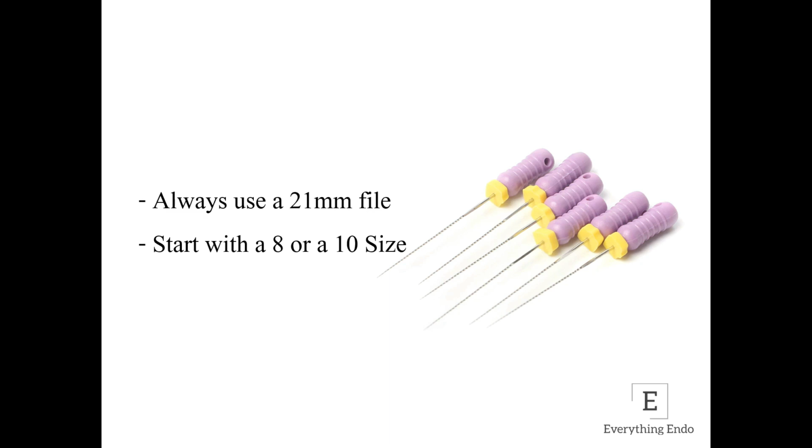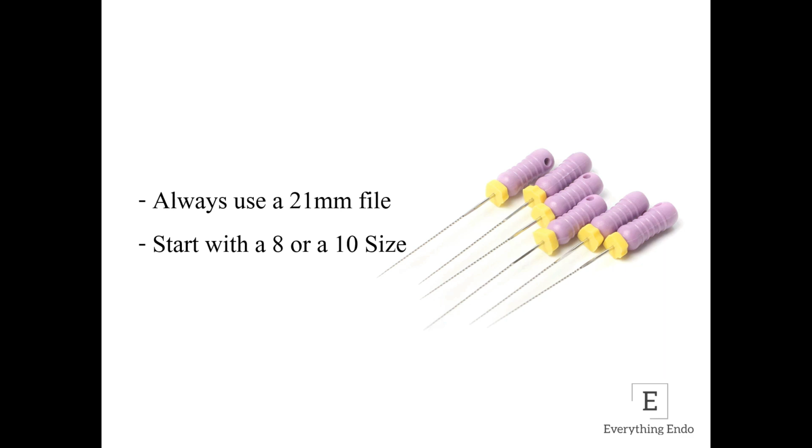Another thing as far as hand files are concerned is never put a large hand file into an MB2, or the probable area where you think an MB2 is present, straight up. Always use a smaller 8 or a 10 size file. A 6 size K file is far too soft to be used to negotiate an MB2 canal, so I wouldn't waste too many of those for sure.